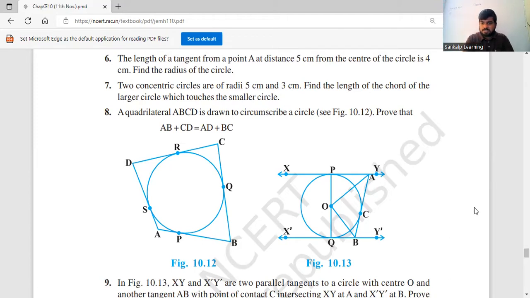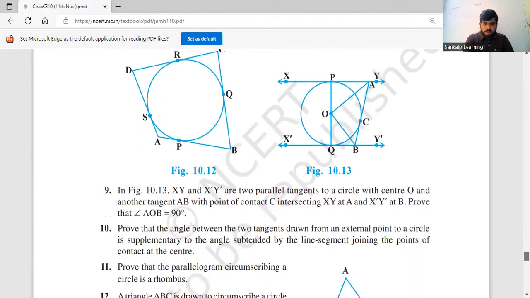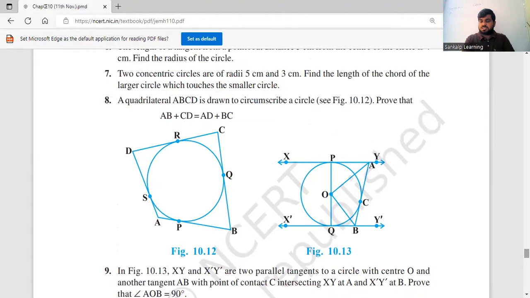Okay, we have got a figure like this. We have to just prove AB plus CD equals AD plus BC. That's what we have to prove. Now, this question and the other question are almost similar. That is the 11th one: prove that a parallelogram circumscribing a circle. The other question was quadrilateral. Now, they have given a particular name. What is the particular name of this quadrilateral? It's parallelogram. Parallelogram is also a quadrilateral, right? So we're going to solve this 8th one and 11th one at a time. Okay, so let's solve this first.